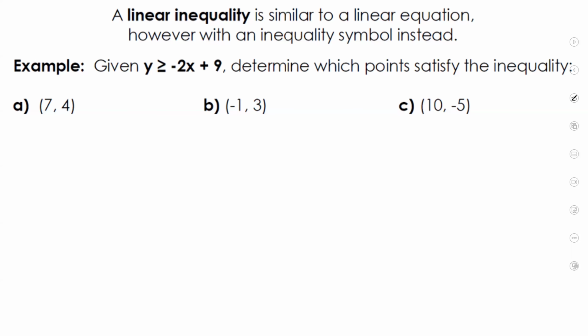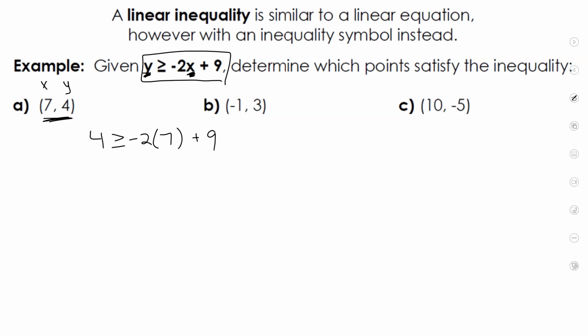Okay, so we're gonna talk about linear inequalities. So this is my inequality right here. We're gonna plug in this point, the point x, y. Your x value is 7, your y value is 4. So I'm going to replace the variables with my point. So this will be 4 is greater than or equal to -2 times 7 plus 9.